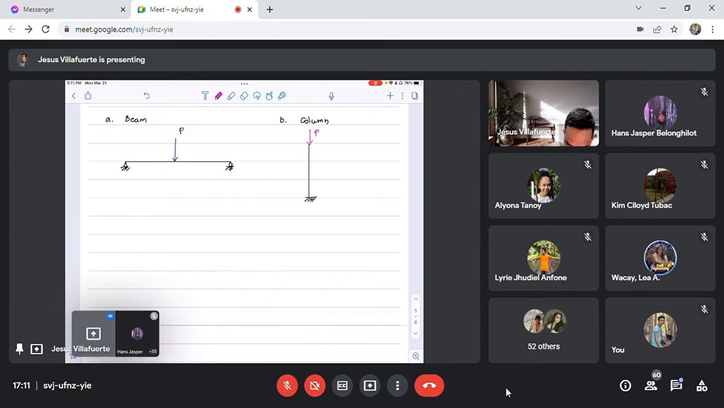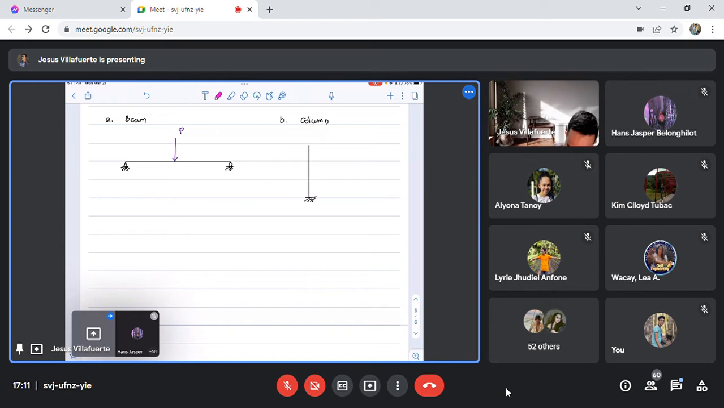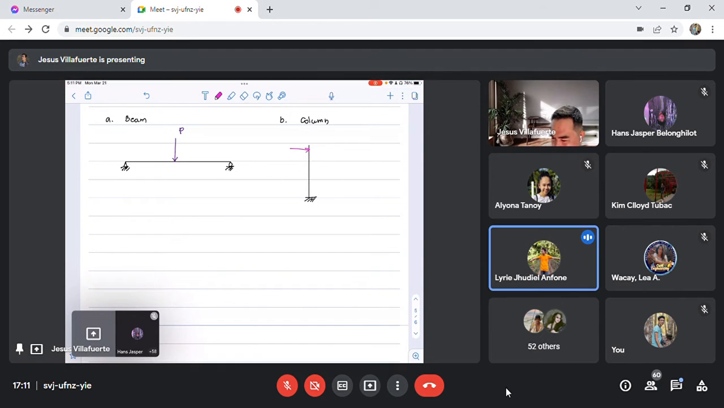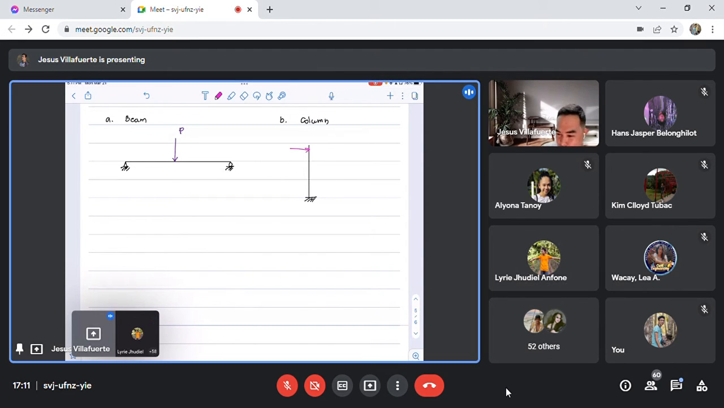But how about if this is a column but I apply the load perpendicular to the member? What is it now? Beam, sir. So this column is now behaving as a beam. You have to analyze this column as if this is a beam. If you apply the load along the axis of the member, then this beam is no longer a beam. Instead, it is acting as a column.